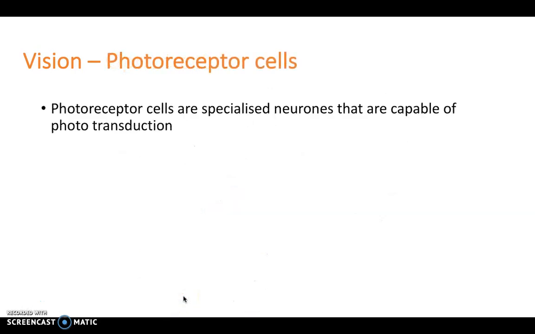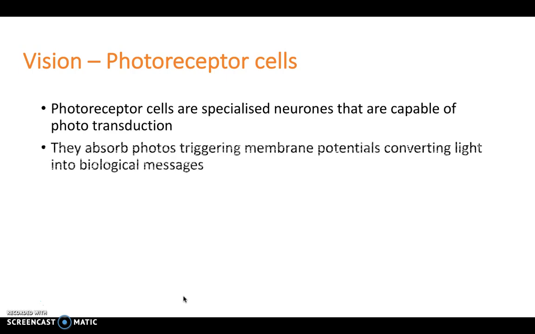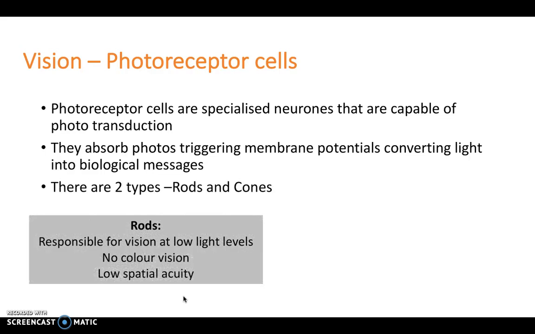There are different types of photoreceptor cells, and these are specialized neurons which allow phototransduction, and they absorb photons, triggering membrane potentials, converting light into biological messages.